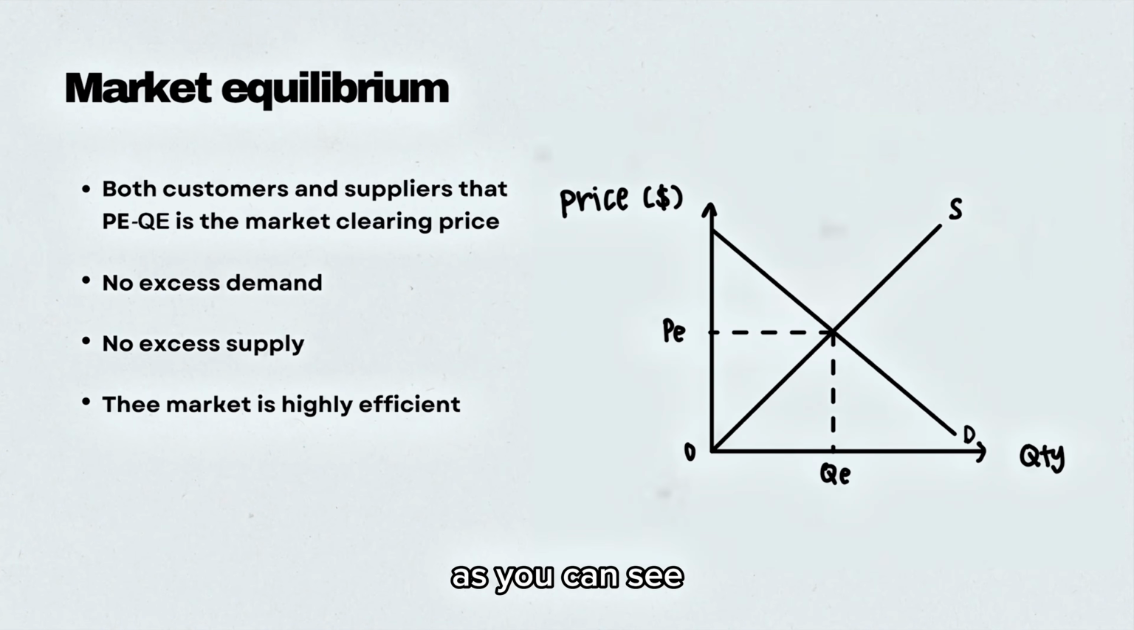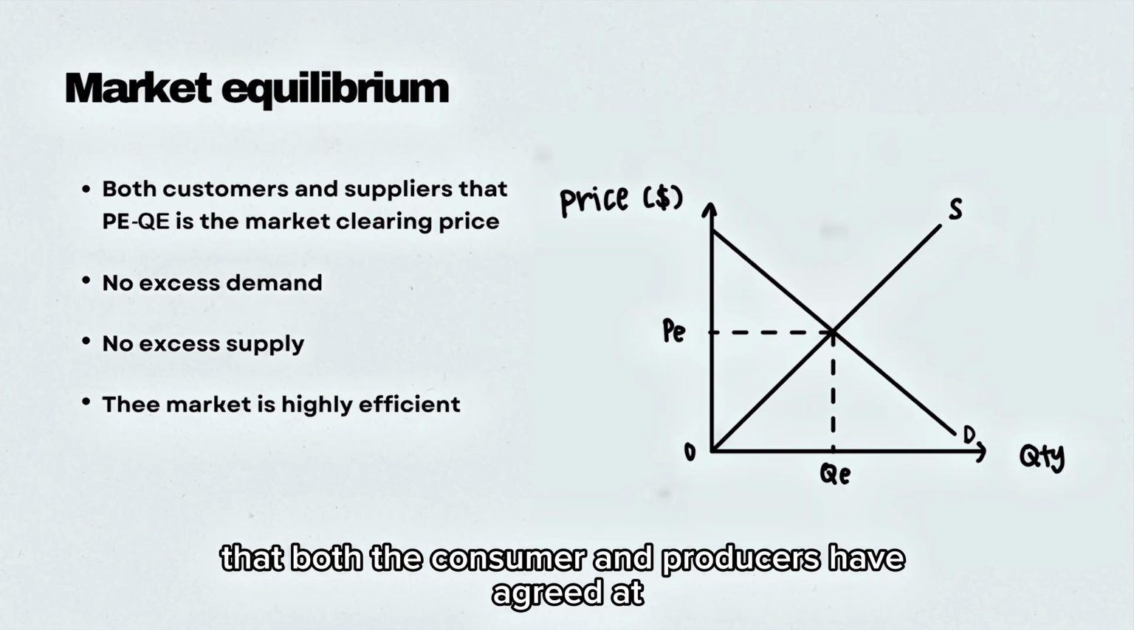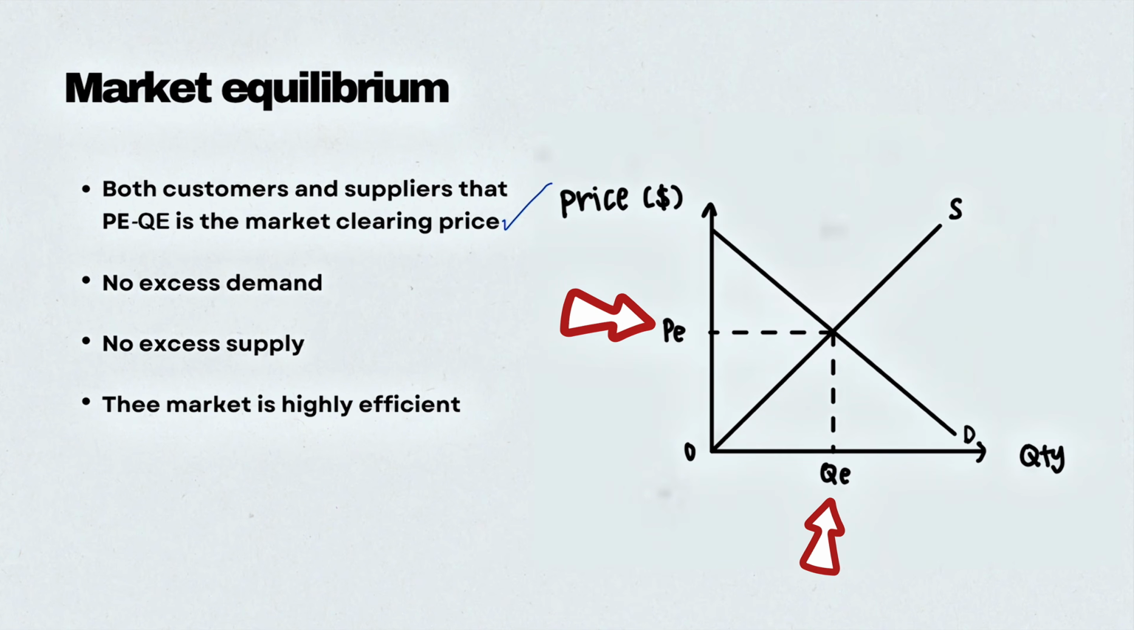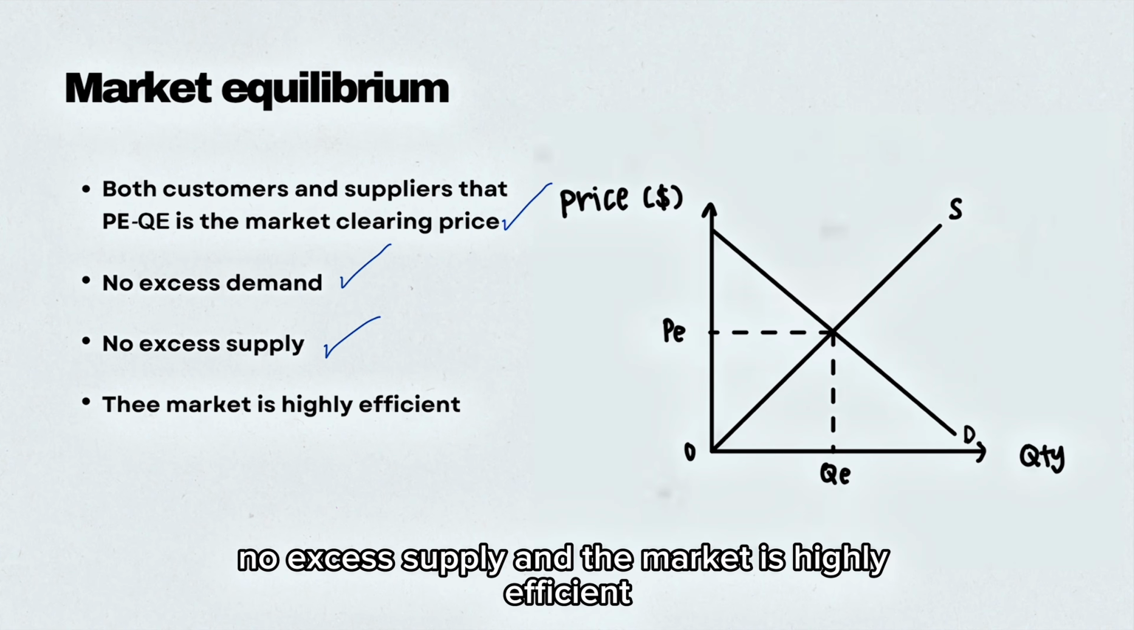As you can see from this market equilibrium diagram here, both the consumers and producers have agreed at PE and QE. This means that there will be no excess demand, no excess supply, and the market is highly efficient.